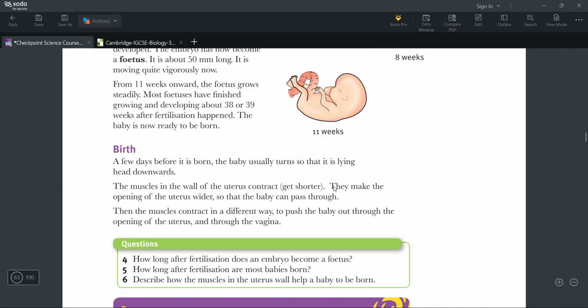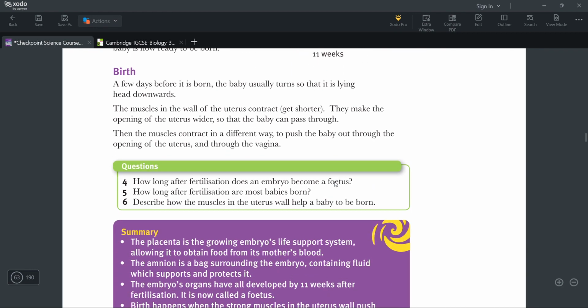They make the opening of the uterus wider so the baby can pass through. When the muscles contract in different ways, they push the baby out through the opening of the uterus and through the vagina. Okay. This is all mostly asking you how long it takes for an embryo to become a fetus, and how long after fertilization most babies are born, and then asking you to describe how the muscles in the uterus will help a baby to be born.